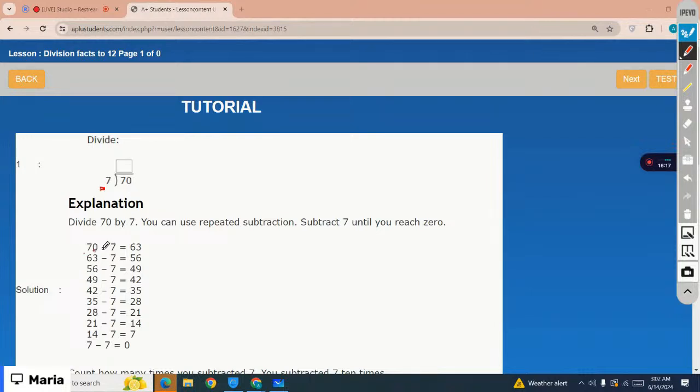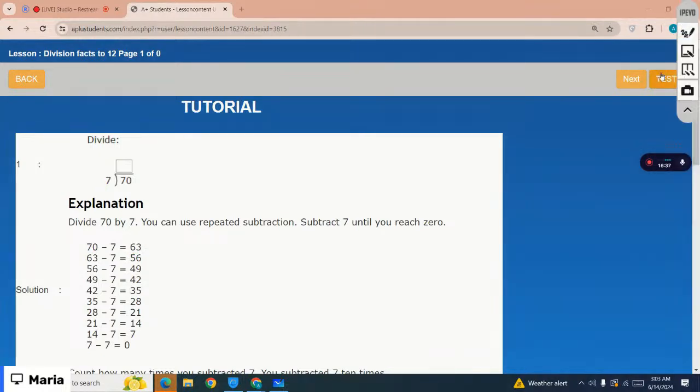70 take away 7 is 63. Now you have to subtract 7 from this number. 63 minus 7 is 56, then 56 minus 7, until you have 0. But this is a long method for the longer numbers, right? That's why we need the multiplication tables. Let's start with the test questions.